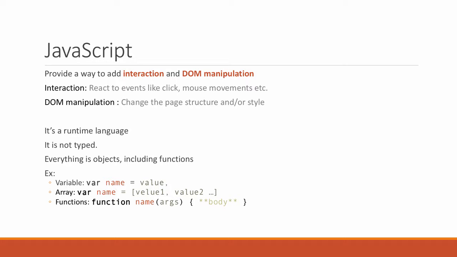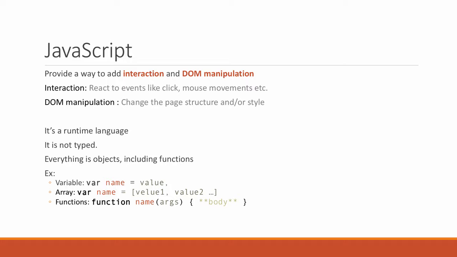So now we have a page, but our button is not working. We cannot add a new country to the list. And that is where JavaScript comes to help. So JavaScript is a way to provide interaction and DOM manipulation.